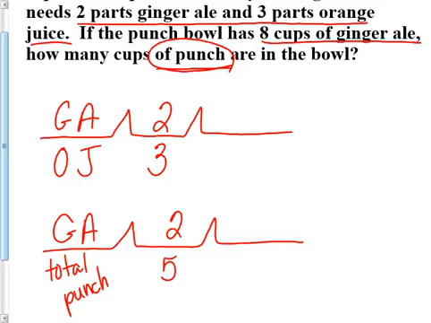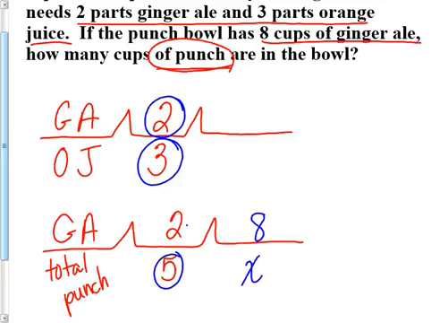That 5 is coming from the ginger ale and the orange juice are the 2 parts that make the whole, and the ratio of ginger ale to orange juice is 2 to 3. So those 2 parts, when you put them together, make a whole of 5. That's where the 5 came from. So I still have 2 parts ginger ale, but now that's 5 parts total because that's the ginger ale and the orange juice together. So now I could say, well, if I have 8 cups of ginger ale, how many cups of punch will I have? And 2 times 4 is 8. So then we need to do 5 times 4, which is going to give us 20 cups of punch.